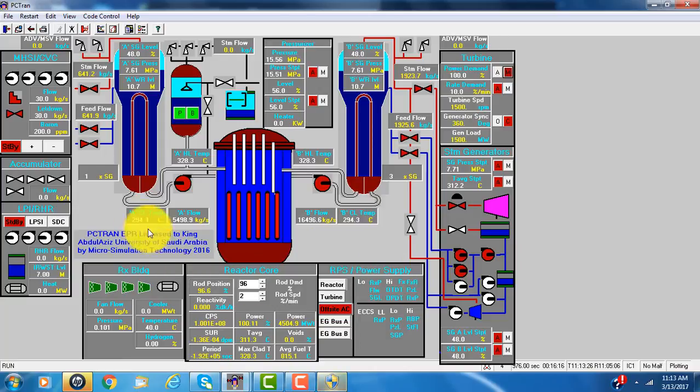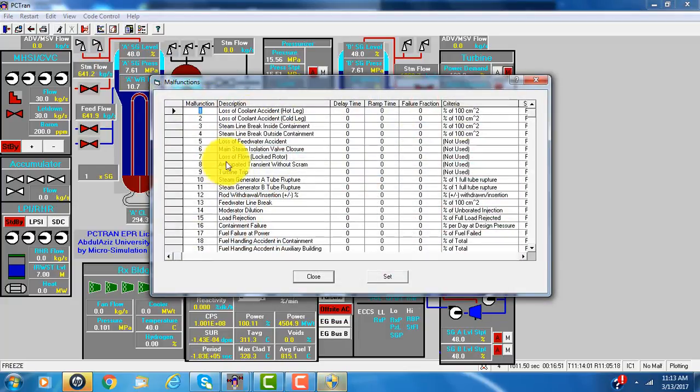So continuing that, we don't have to restart, we can see an accident, something happened. Suppose I click the more function and there are quite a number, over 20 of them. There's a loss of coolant accident, the turbine trip, the steam generator tube rupture. Those are the typical accidents that could happen to a PWR.